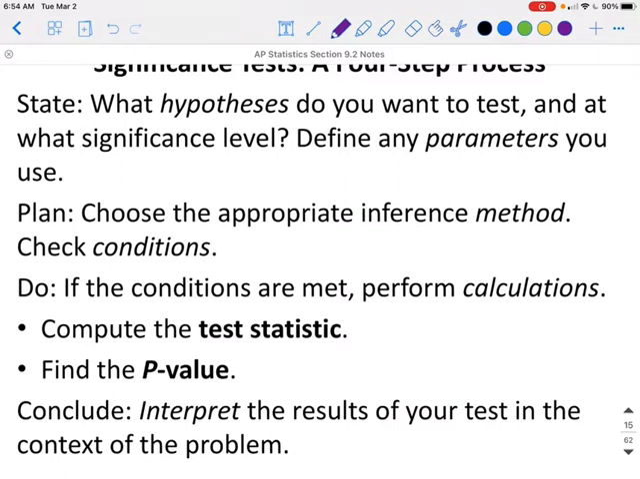Your Plan: you need to choose an appropriate inference method. Are you going to do a one-sample z test, a z interval, a t interval? What are you going to be using? And you need to check those conditions. In your Do, if the conditions are met, you will perform your calculation. You'll compute your test statistic, and then you will find your p-value. And then in the Conclude, you will interpret the results of your test in the context of the problem.